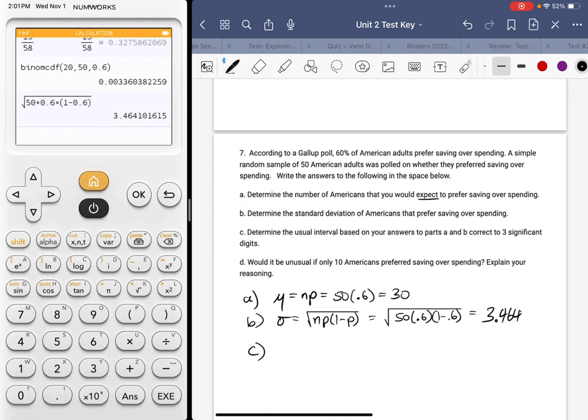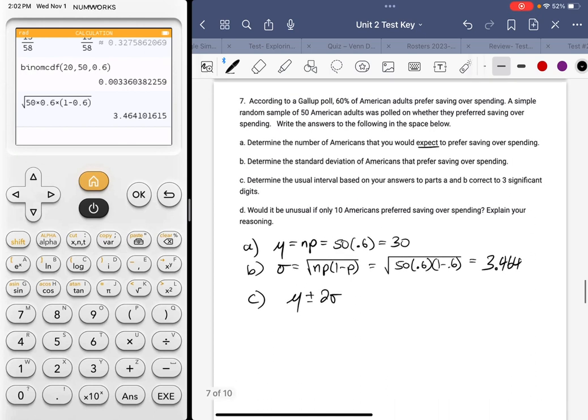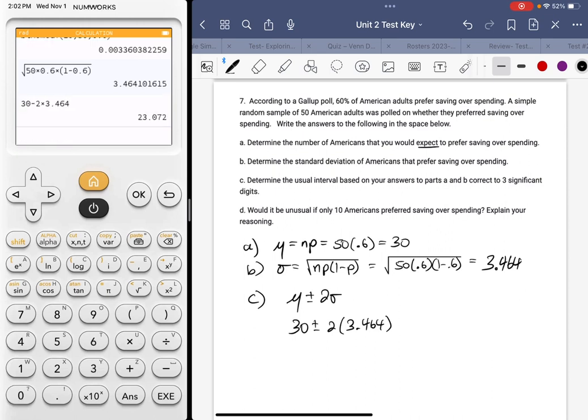Determine the usual interval based on your answers to parts A and B, correct to 3 significant digits. So that's mu plus or minus 2 sigma. All right. So that's 30 plus or minus 2 times 3.464, approximately. 30 minus 2 times 3.464, and then 30 plus. So 23.072, going on up to 36.928.